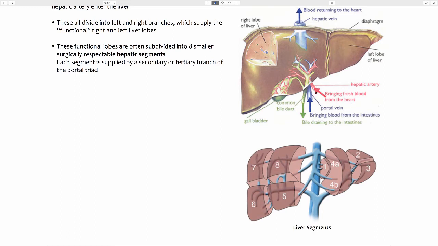That would be the hepatic artery, the portal vein, and the bile duct. So each one of these segments really has its own little supply of blood and bile that leaves it. And this is important for surgical procedures, because if you have a tumor or something in the area of the liver that needs to be resected, you can take out one of these segments and leave the others intact.